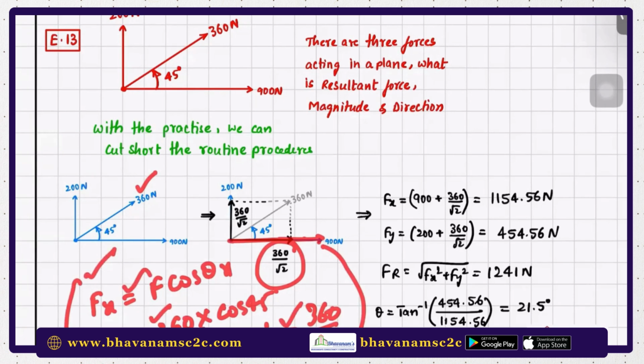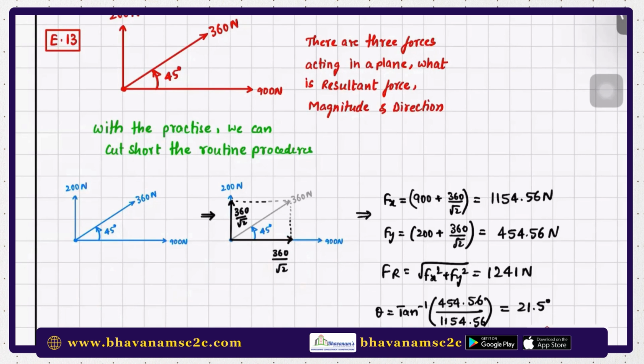Every process should go in your brain, and I have directly written here the x component as 360 by root 2. Similarly, the y component here, there will be 200 acting, along with the y component of this force, that is again 360 by root 2, because here theta y is also 45 degrees. After breaking this, the question has become simpler. It is now only two vectors that are perpendicular to each other. They are simply along x and y directions.